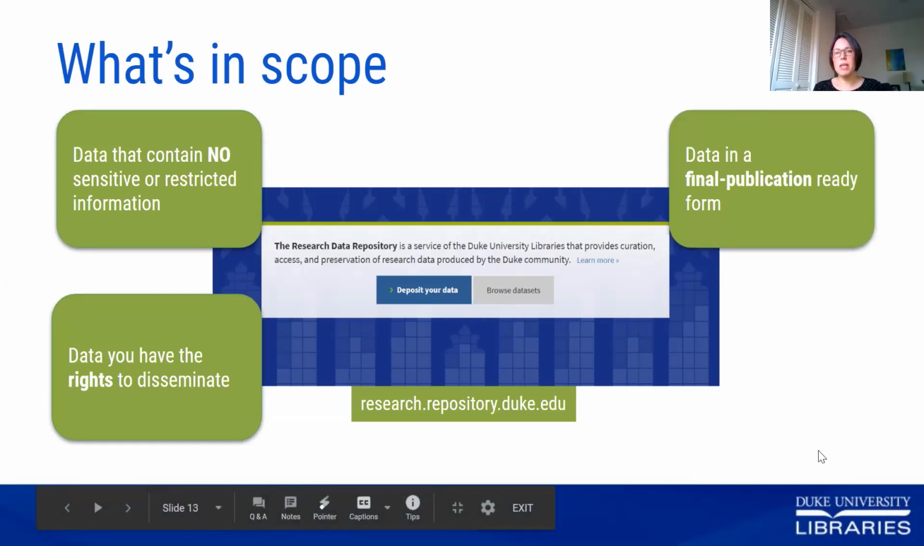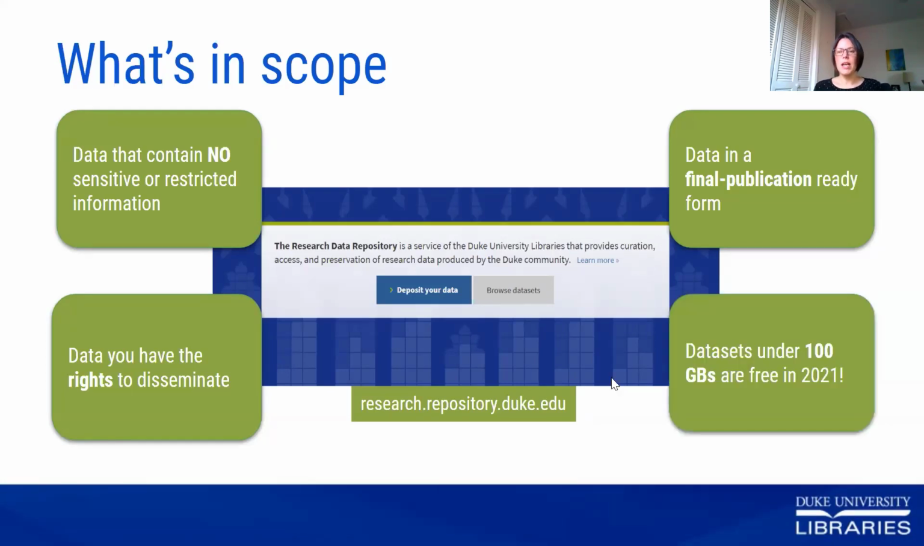Data in a final publication ready form. So this is not a place for data that's being actively used. It's really that final home for data that's ready to be published and shared. And then in 2021, data sets under 100 gigabytes are free. And I'm actually going to let Maura talk a little bit more about the pilot we're running regarding larger data sets in a few minutes.